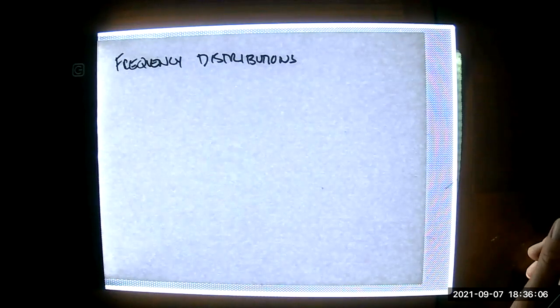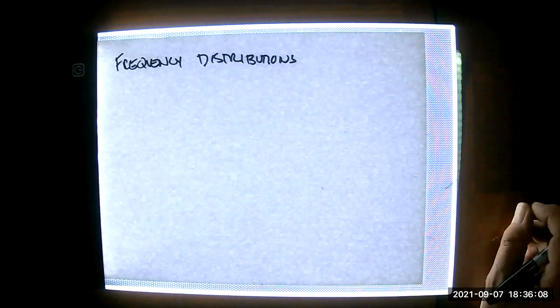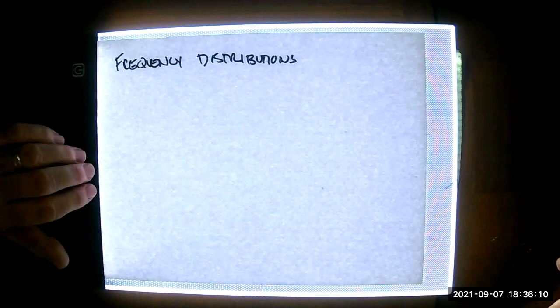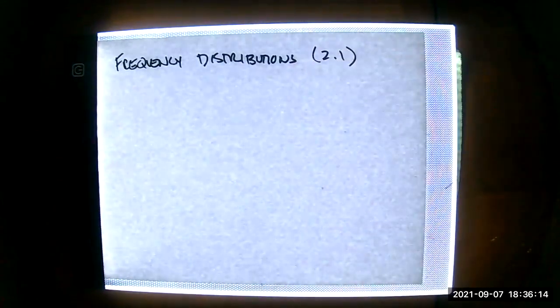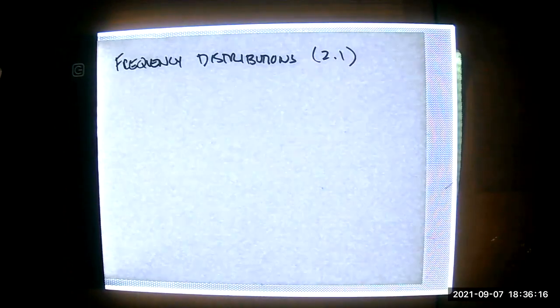I'm pretending I'm starting over from the very beginning. We're going to talk about frequency distributions tonight. This basically is section 2.1. So I'm going to offer up some vocabulary. I've got an example prepared and we'll go through the vocabulary with the example. And then we'll go ahead and see where we stand after that.